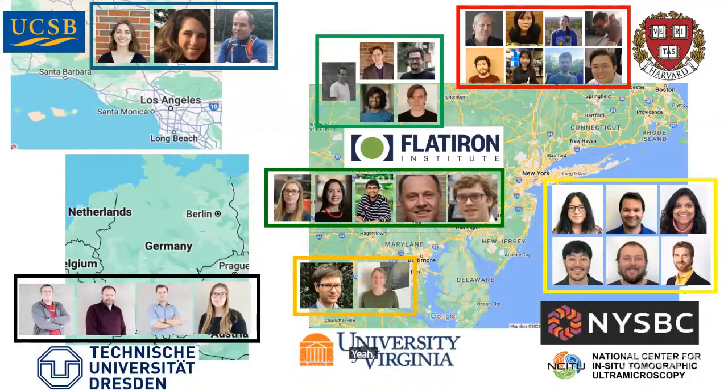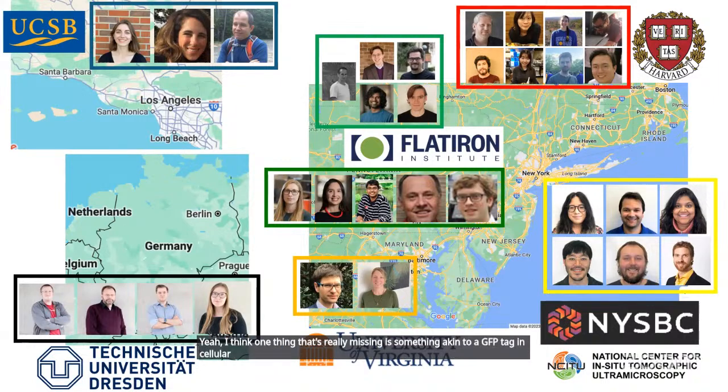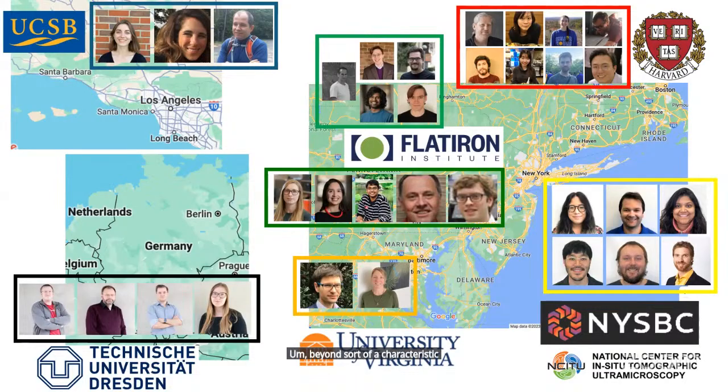Yeah, I think one thing that's really missing is something akin to a GFP tag in cellular cryo-ET. Beyond a characteristic five or six usual suspects like ribosomes and microtubules, and increasingly actin and nuclear pore complexes, what you often see is just a blob of density. If you wanted to say that's definitely a dynein motor or an Eg5 motor, I think it'd be very hard to convince reviewer 3 that you were right about that.